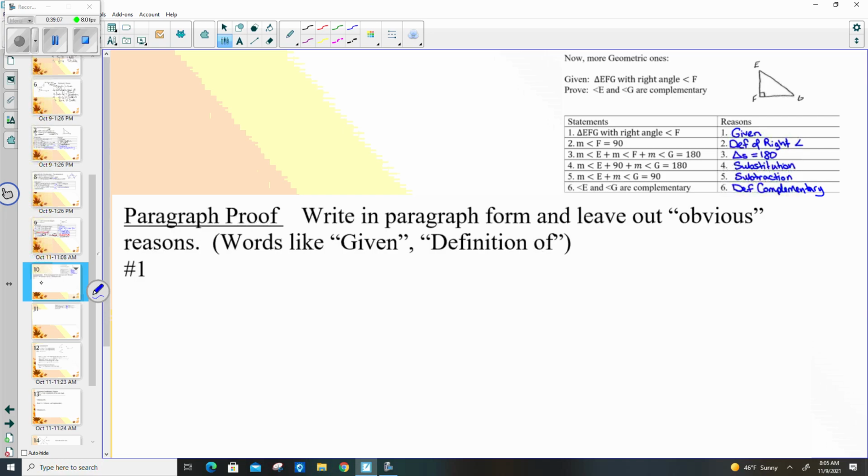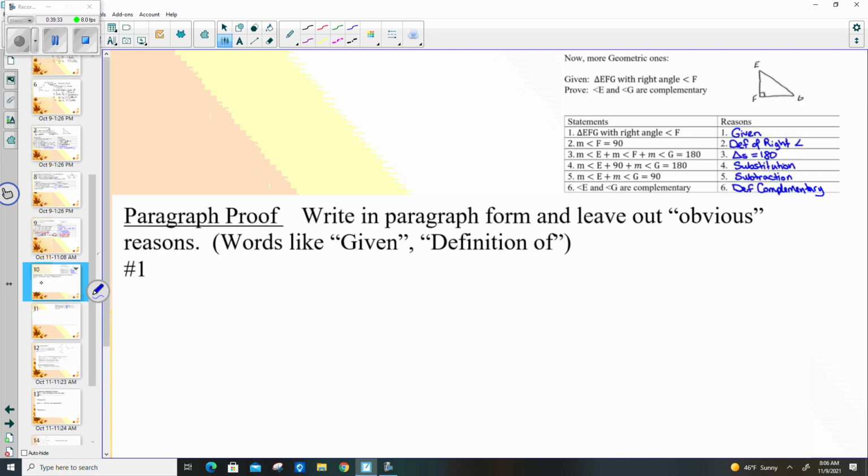When we do that, we leave out the obvious reasons, words like given. Because if you were reading a general statement in a book, you would not say that angle 1 and 2 are vertical angles because it's given to you. No, you would just say angle 1 and angle 2 are vertical angles. The fact that you wrote this sentence makes it given. So we don't put the word in like given. We don't put words like definition of.